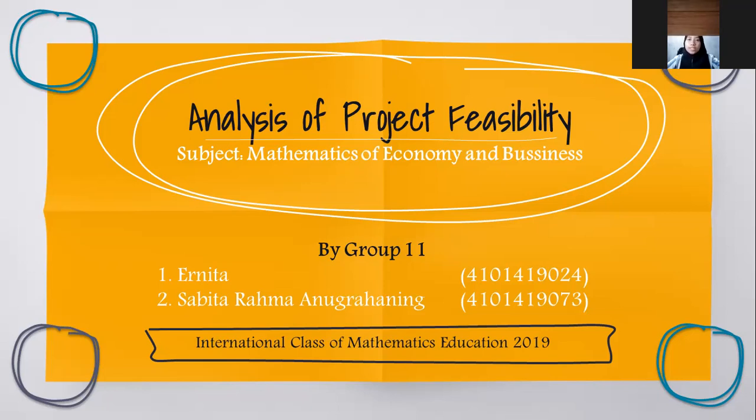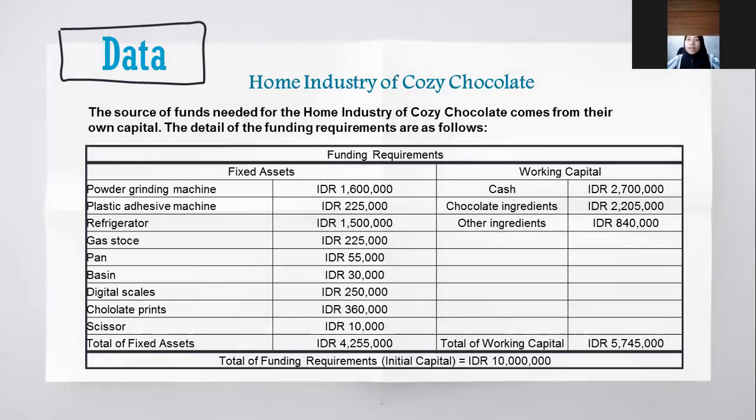On this occasion, we are going to present an analysis of project feasibility, for the subject of mathematics of economy and business. The data is from the home industry of cozy chocolate. The source of funds needed for the home industry of cozy chocolate comes from their own capital. The details of the funding requirements are as follows.